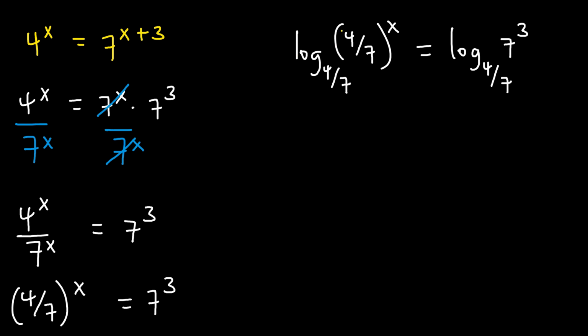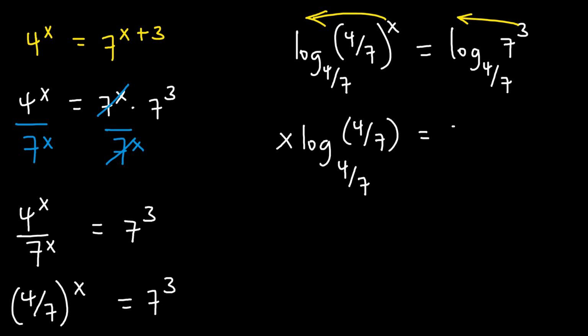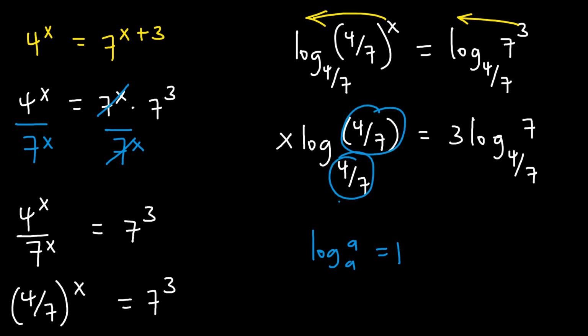And from the rules of logarithms, we can take this x to the front and also this 3 to the front. This will give us x times log base 4 divided by 7 of 4 divided by 7 equaling 3 times log base 4 divided by 7 of 7. And from the rules of logarithms, whenever you have log base a of a, this will be equal to 1. So as long as this is the same as this, then the function will be equal to 1.